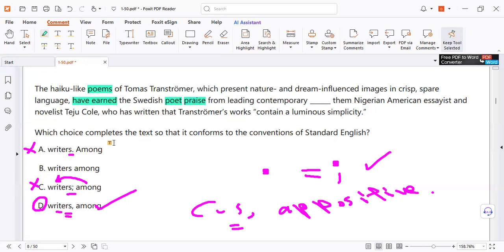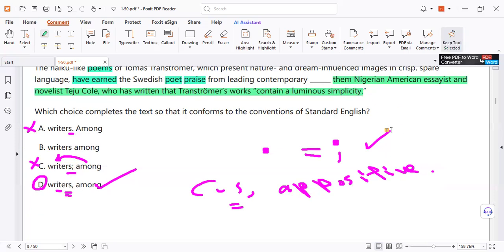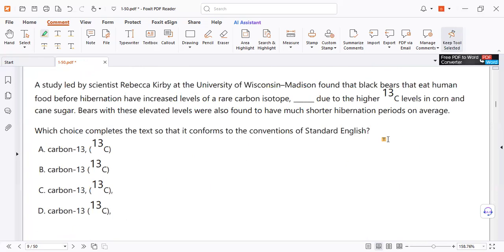Now you proved that A and C are wrong because the following is a fragment. The following is a fragment. So follow the rules. I need a reason. Come on.